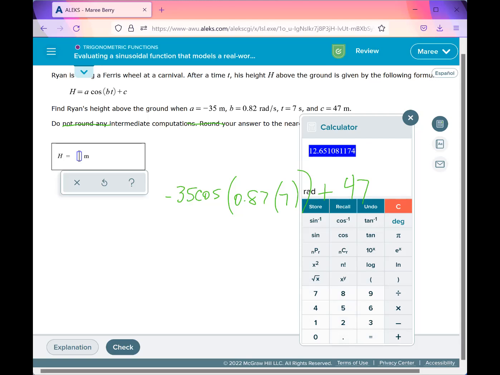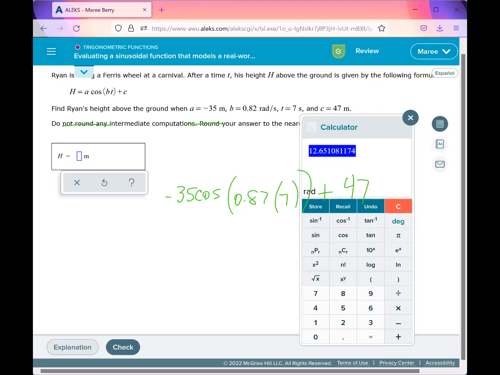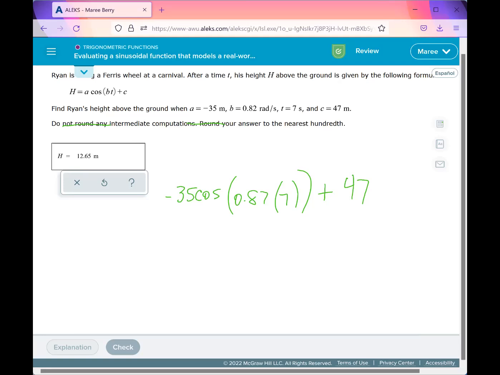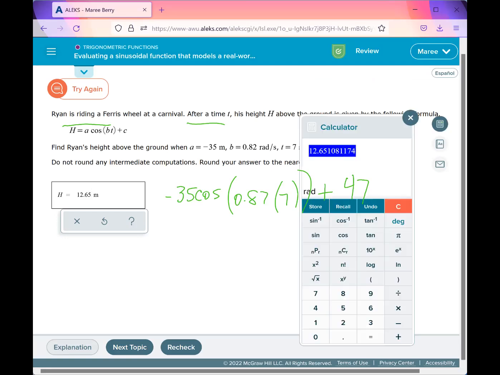So we'll type that in. 12.65. And I want to make sure it says round to the nearest hundredth. Perfect. We'll check that and we'll try again. So let's see. Oh, it was 0.82. Darn. Okay, so we'll type this again.